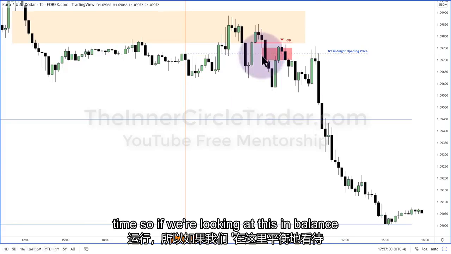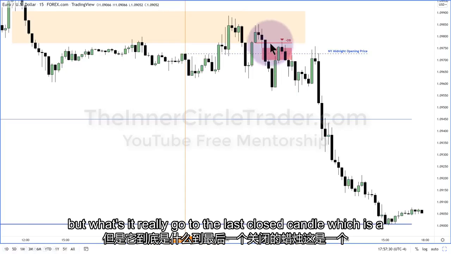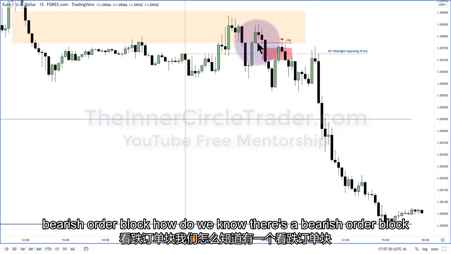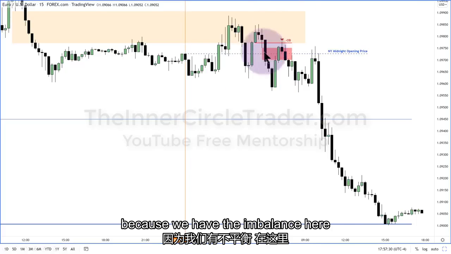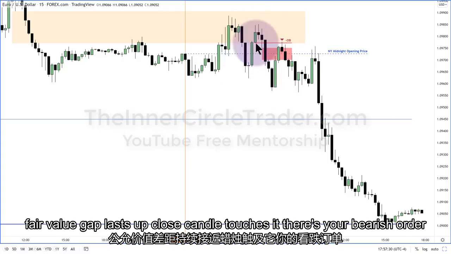So if we're looking at this imbalance here, the market runs up and it overshoots the imbalance a little bit, but what's it really go to? The last up close candle, which is a bearish order block. How do we know it's a bearish order block? Because we have the imbalance here, and it's trading back up into after a nice move lower. So this displacement, fair value gap, last up close candle, touches it, there's your bearish order block.